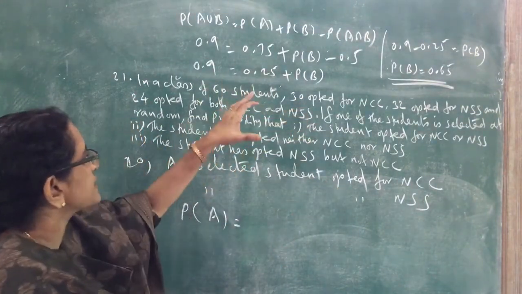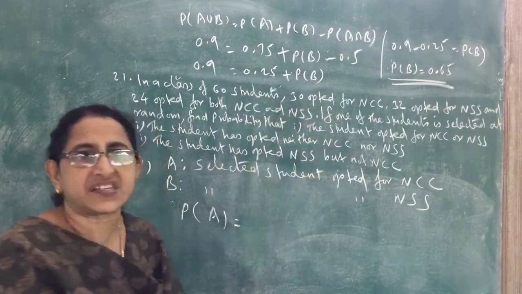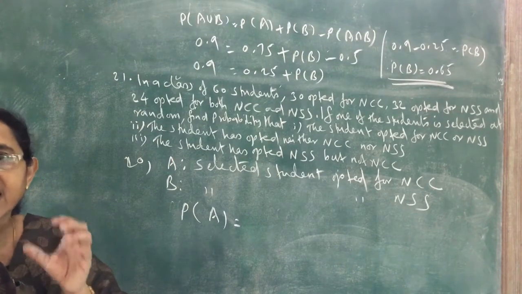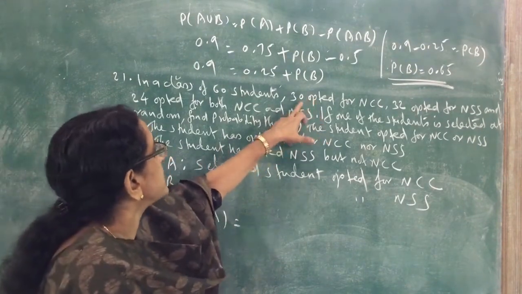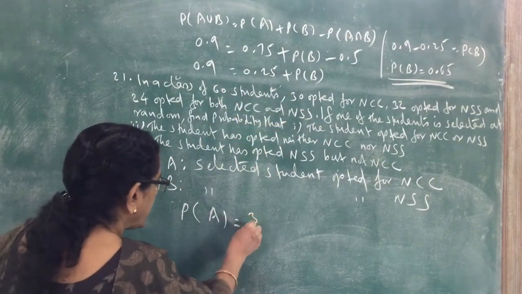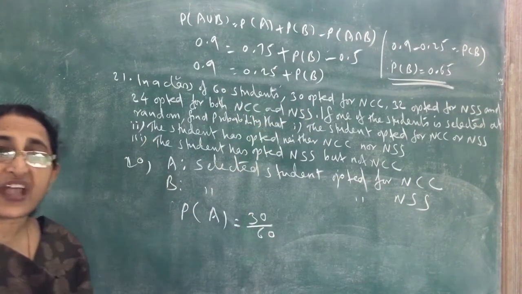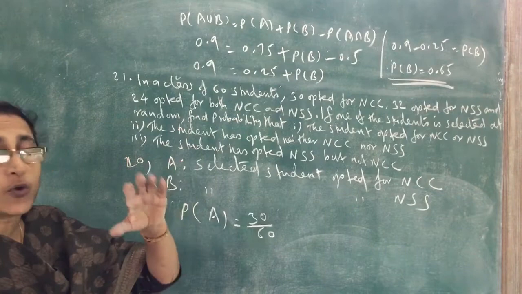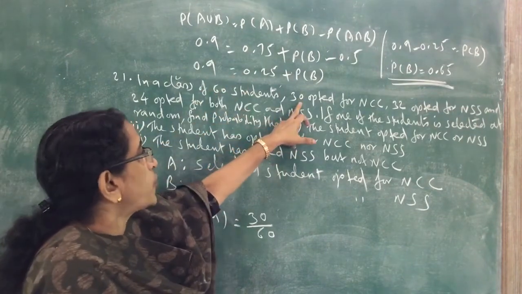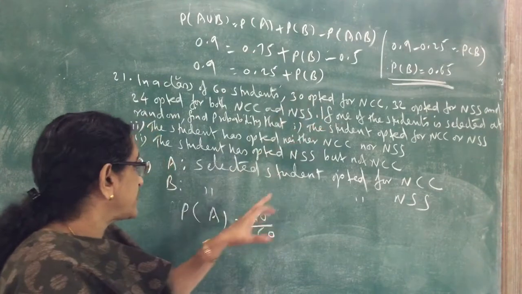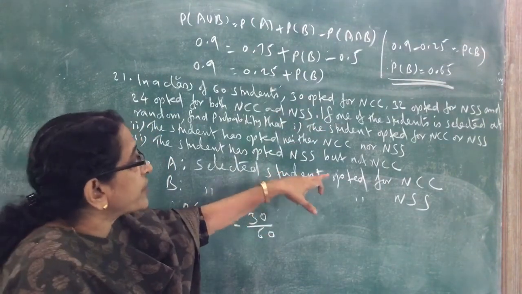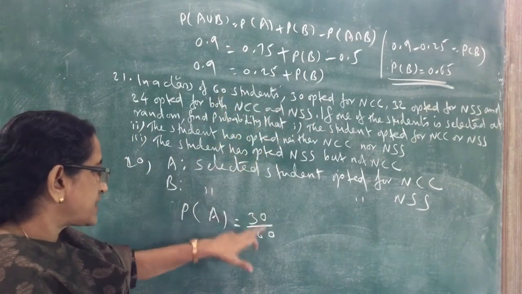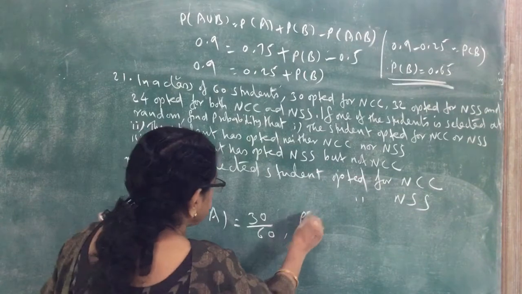See, in the class of 60 students, 30 opted for NCC. So when we select one student from the class, what is the probability that the selected student opted for NCC? That is 30 by 60. So probability of A equals 30 by 60, because the favorable cases are 30 opted for NCC, and the total number of possible outcomes is 60. Of those, only 30 are favorable, because we want the probability that the selected student opted for NCC. So favorable cases 30, total outcomes 60. So 30 by 60.